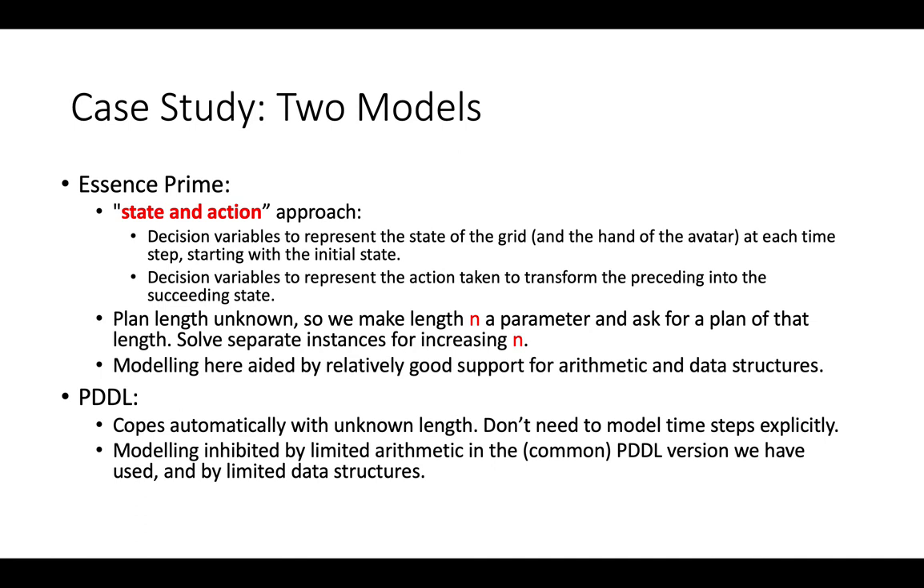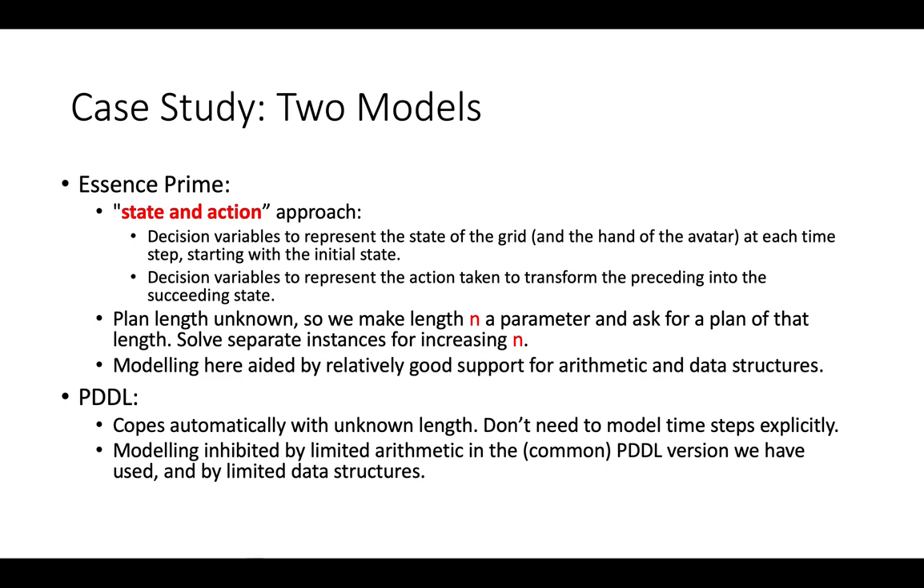The Essence Prime model then could be said to take a state and action approach, which means we have decision variables that represent the state of the grid and the hand of the avatar at each time step, starting of course with the initial state, and we also have decision variables to represent the action that we take to transform the preceding state into the succeeding one. Because the plan length is unknown, we make the length of the plan a parameter n and ask for a plan of exactly that length. Therefore, we can solve separate instances increasing n until we find a solution for a particular n.